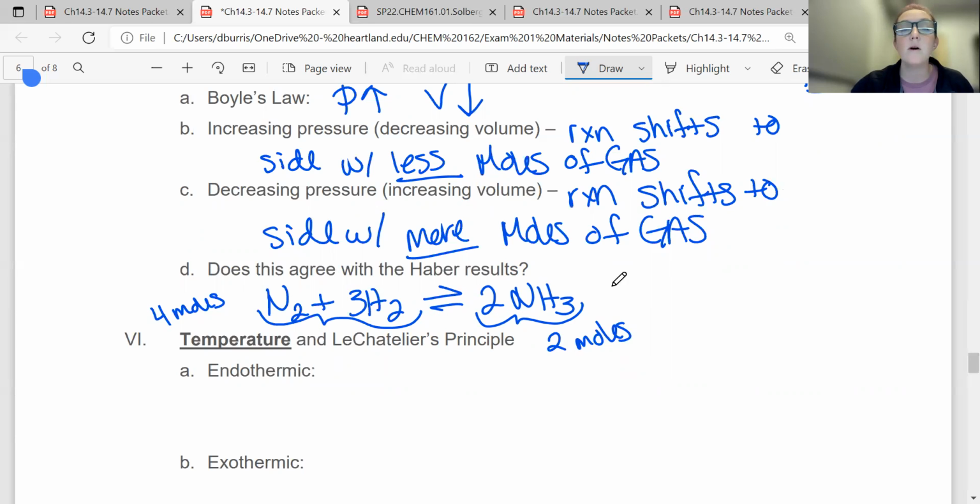So I want it to go to the right? I want to produce ammonia. So I want to shift it to the right. If I want to shift it to the side that has fewer moles, this one only has 2 moles, I want to put it under a high pressure. So yes, this does match exactly what we said. High pressure in this specific case would shift it to the right because it has fewer moles of gas. So it's going to make more NH3. Okay, so you need to look at the moles of gas when we're talking about pressure.